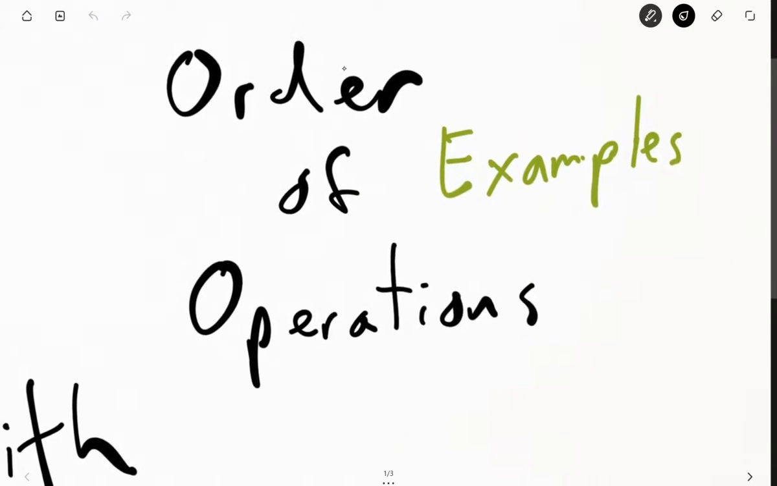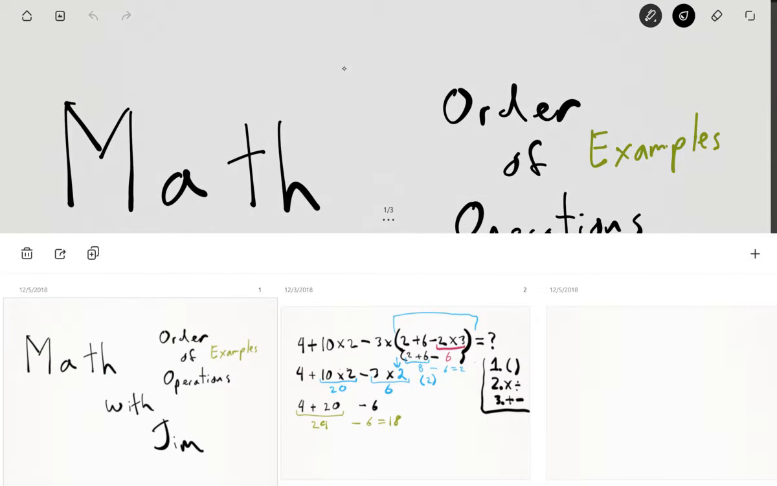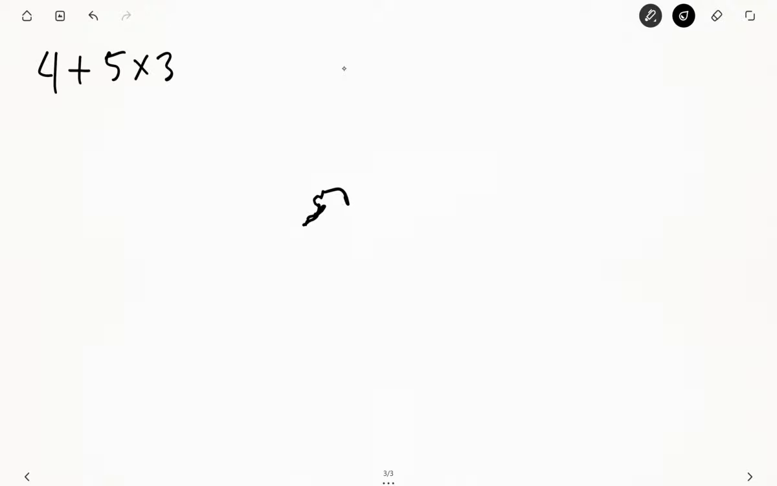Today, we're going to do some more order of operations, and we are going to focus on just doing some example problems. So go ahead and get a fresh sheet of paper out and follow along. So let's start with something simple. 4 plus 5 times 3. Now, order of operations does tell us what we're supposed to do first. Are we supposed to do addition or multiplication?